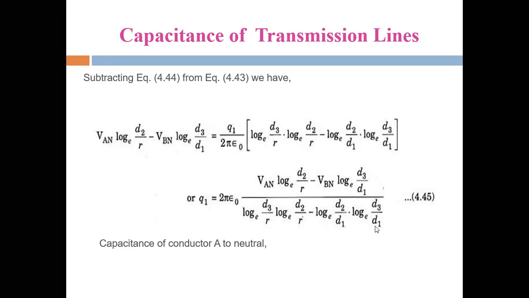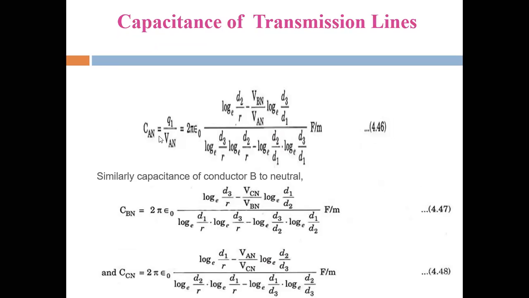Log e D3 by D1. Therefore, the capacitance of conductor A to neutral, CAN, is equal to Q1 by VAN. What is the formula for capacitance? C is equal to Q by V, where Q is the charge in coulombs and V is the potential difference in volts.